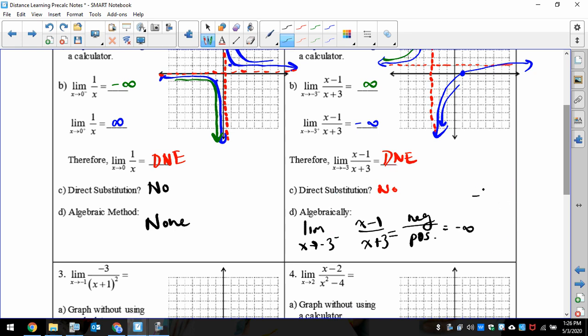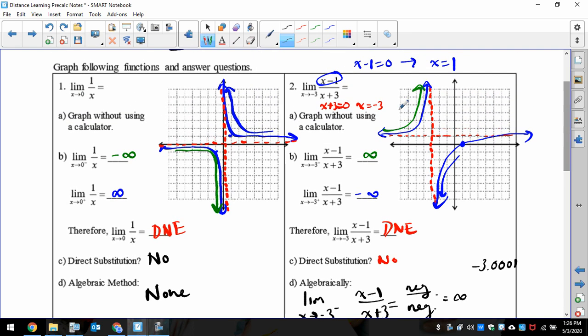So left of -3 is -3.0001, a little bit more negative than -3. So this is going to be negative over negative, which is positive. My graph was right, but my analytical limit here was a little incorrect. So you really don't have to do this, but it's a good way to think about it in your head.